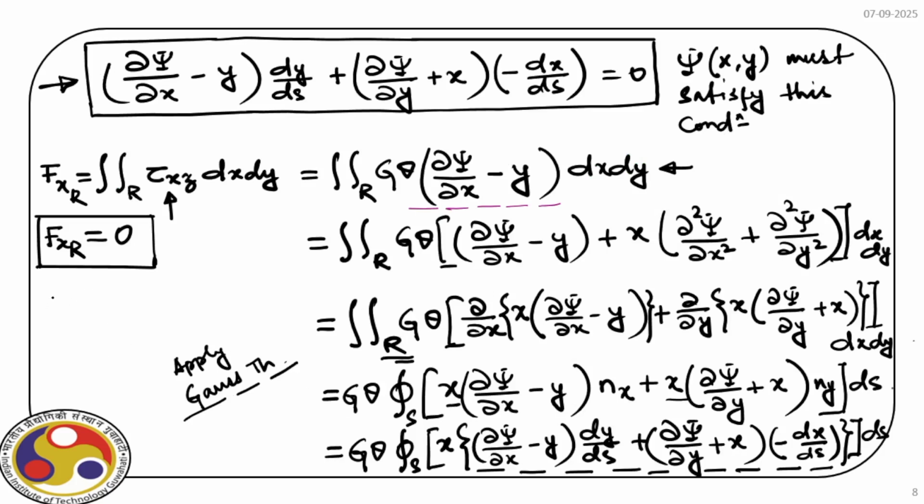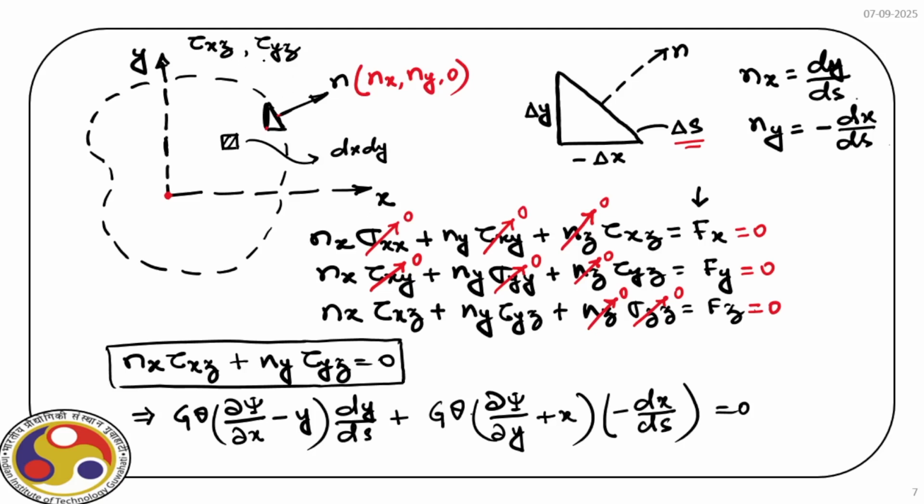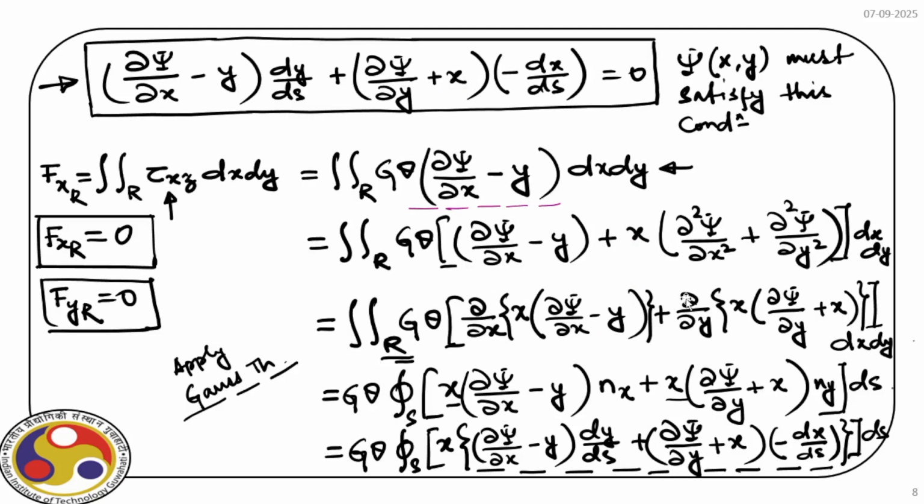Similarly, we can also prove, following the same derivation, that YR is also equal to 0. Right. For that, what we have to do? We have to consider tau yz acting over the small area. So here over the small area, if we consider tau yz, then we get the net resultant force acting along y direction. And if you follow the same route, apply Gauss theorem, you can prove that this resultant force along y direction is also 0.